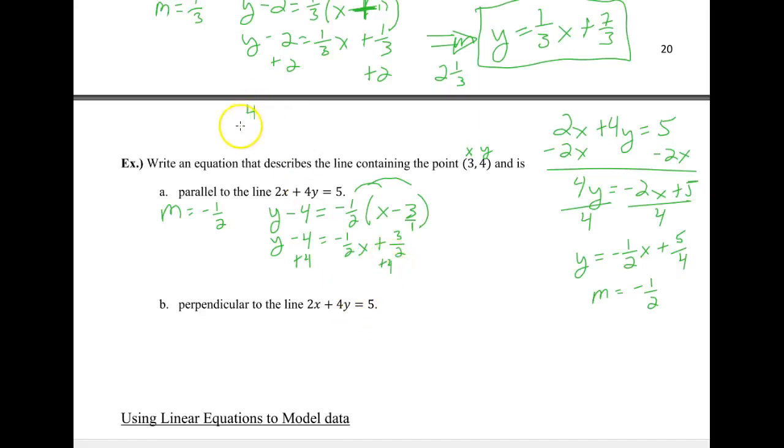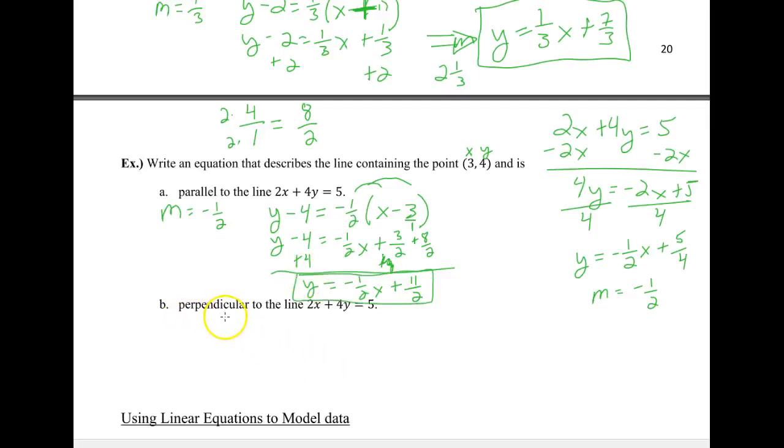And remember, 4, I could change to have a common denominator of 2 by multiplying by 2 over 2. Same thing as 8/2, which makes sense. 8 divided by 2 is 4. So really I'm adding 8/2 here. And I end up with y equals a negative 1/2 x. 3/2 plus 8/2 is 11/2. And there you go. Same slope, different y-intercepts.